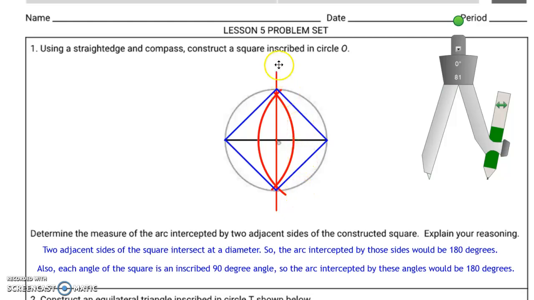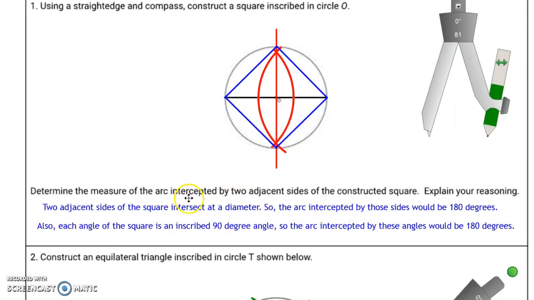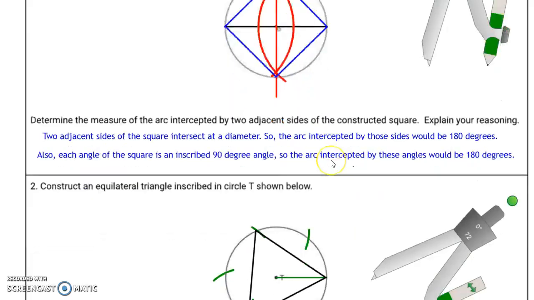For example, for the first problem, we made a 4-point framework. We drew a diameter, and then we drew the perpendicular bisector of that diameter. Once we did that, we had 4 points that were evenly spaced around the circle in order to construct a square. And it asked why the measure of the arc intercepted by two adjacent sides was going to be 180 degrees. Well, it's because these two adjacent sides here have a 90-degree angle. And it's an inscribed angle, which means the intercepted arc is twice that. So 90 times 2 is 180.